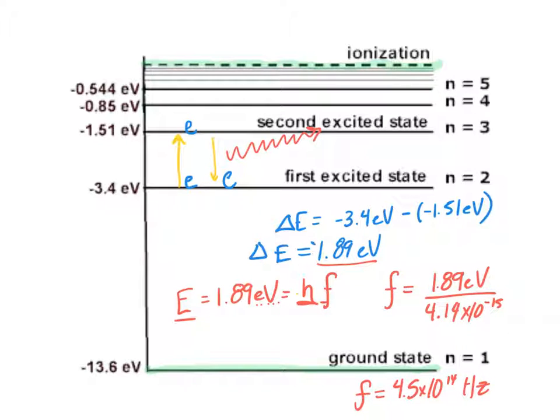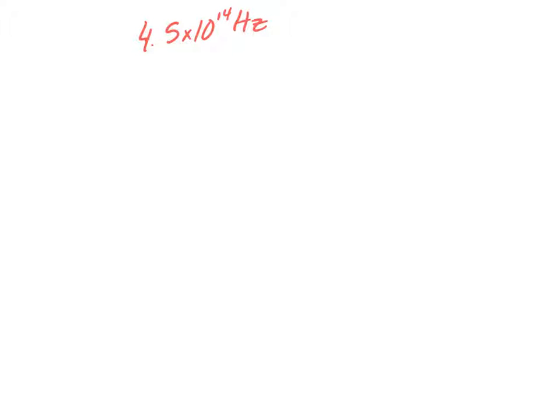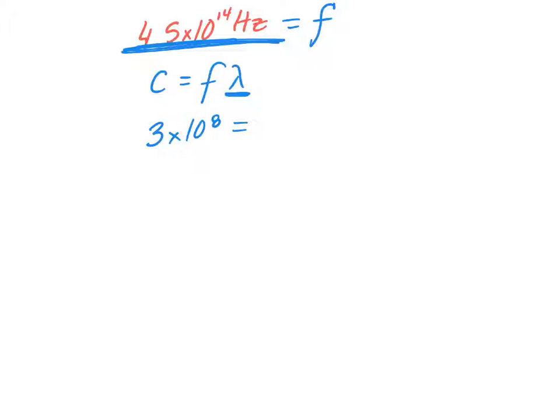What does that mean? We don't often talk about color in hertz because it's annoying, but we can. If we wanted to get it in the more useful wavelength, we would use c = fλ. If I can stress anything, it's that if you know the frequency of something, you know the wavelength, because you always know the speed of light. So 3 times 10 to the 8th is equal to our 4.5 times 10 to the 14th times wavelength.